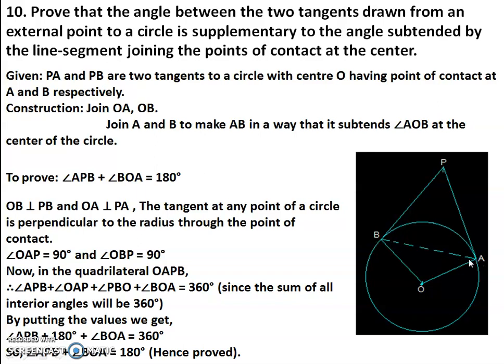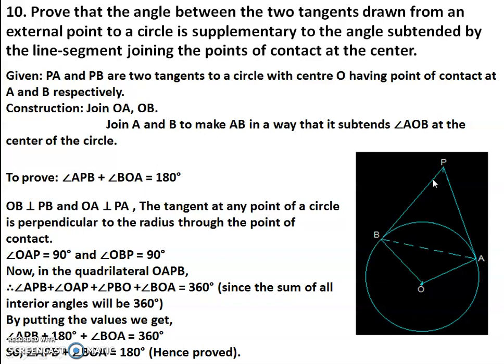Now, you have a line segment AB. The angle subtended by that line segment, this angle and this angle, are supplementary. What is supplementary? If they are added, you will get 180 degree. Clear? So, proof. What is given to you? PA and PB are two tangents to a circle with center O, having points of contact at A and B respectively. Construction: you are going to join OA, OB and line segment AB.